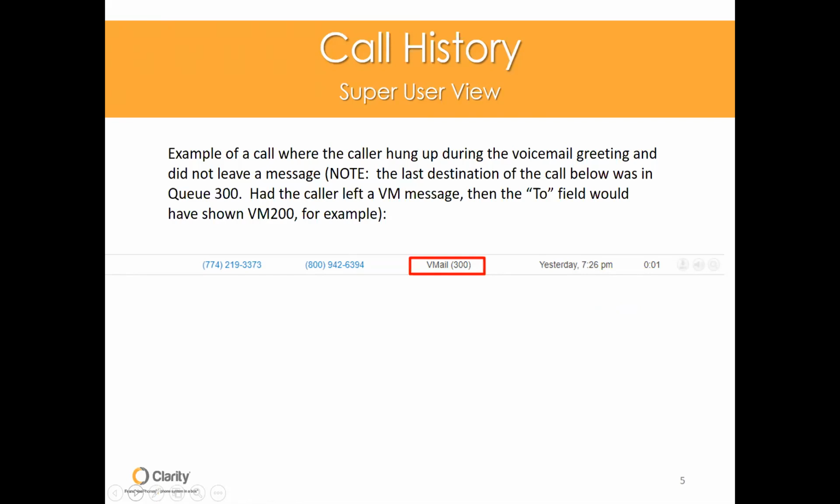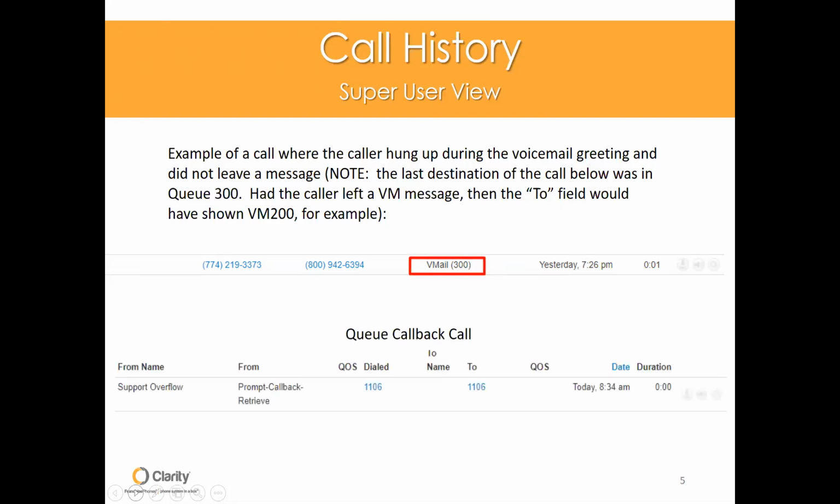Does that make sense? Yeah, because you've seen voicemail 300, and voicemail is never provisioned on 300. Right, right. So it's just one of those where a customer asks you, what does that mean? It means that was the last state that the call was in when they abandoned or hung up. So it doesn't mean that they actually left a voicemail in 300.